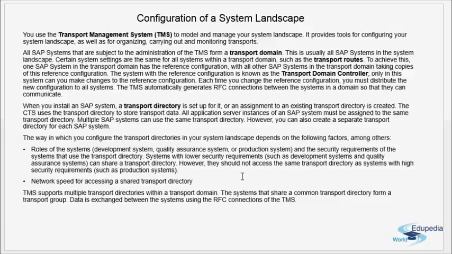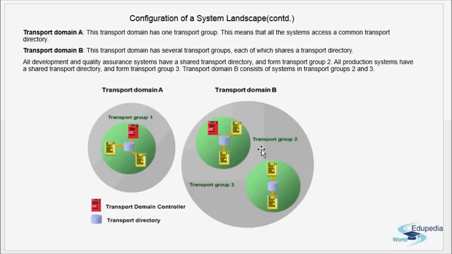Now see, here it is: transport domain A and domain B. Transport domain A has one transport group. This means that all the systems access a common transport directory. Here we have three systems, and all three share a common transport directory. So we have only one group in the domain.